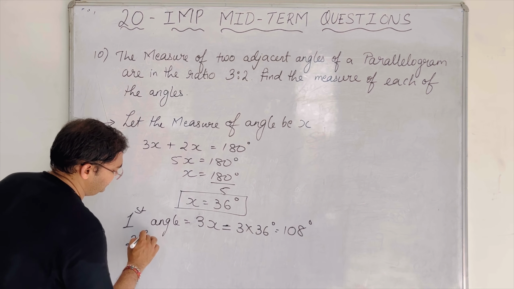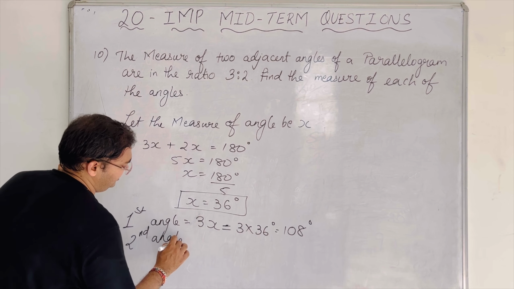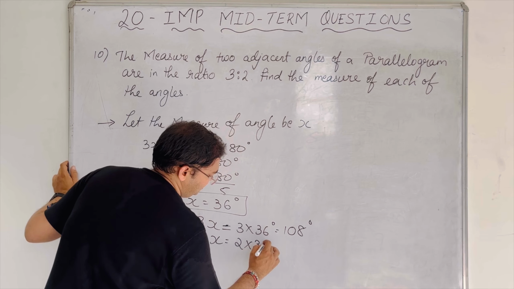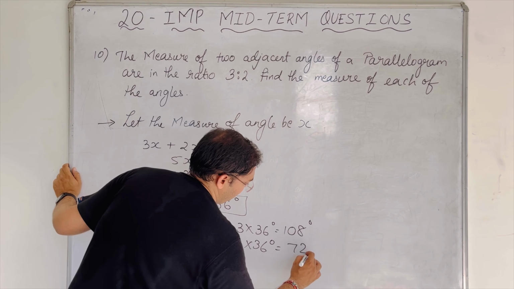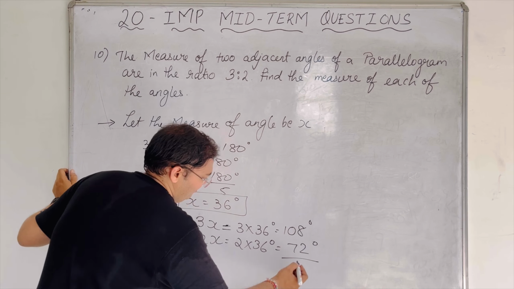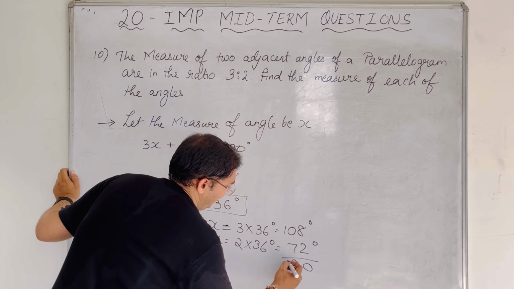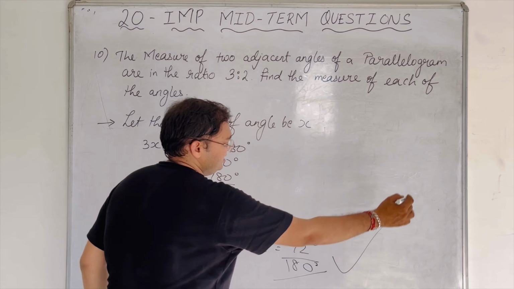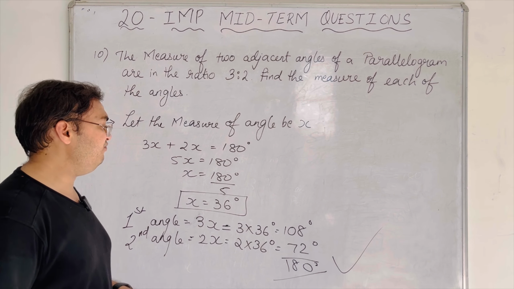Same way we will find the measure of the second angle also, and the measure of the second angle is 2x. 2 as it is, x is 36, so 36 twos are 72, and here you can check that if we total them, then we get the answer as 180 degree only. That means our answer is right. Got it? How we found it?